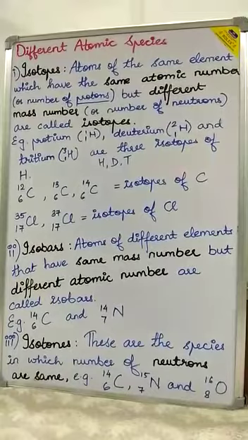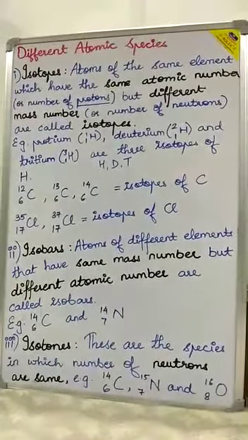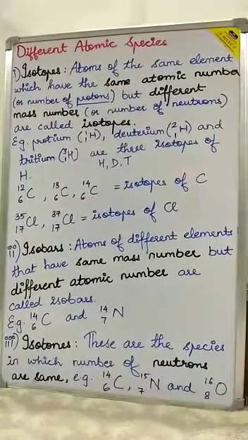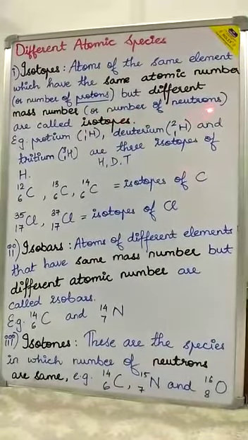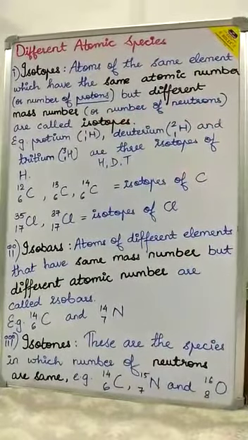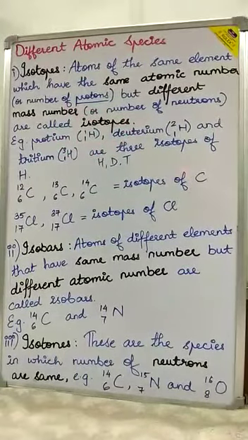Here the number of neutrons is different, because if the number of protons is the same in those two atoms and the mass number is different, that means what is different? The number of neutrons is different. So they are known as isotopes.